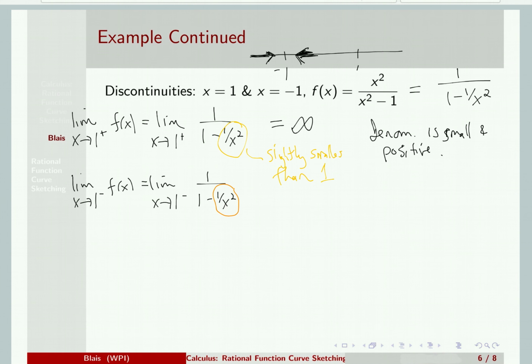So 1 over x squared is slightly larger than 1. So you have in the denominator 1 minus something a little bit bigger than 1. So you have something tiny and negative. Which means, as x is blowing up, this is actually approaching minus infinity.